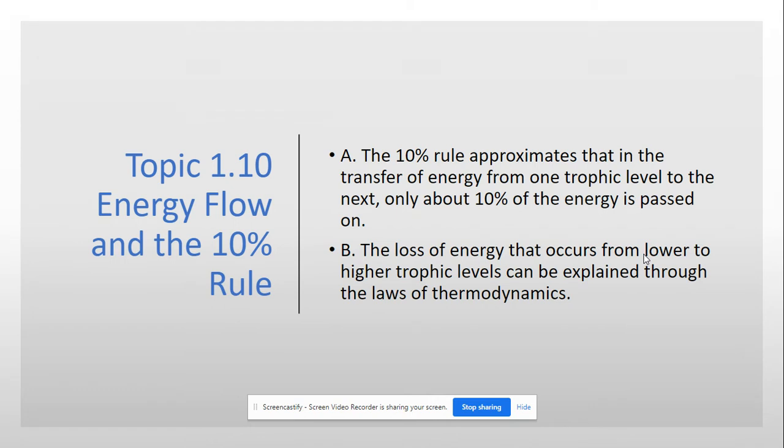Now, the reason why that is because of the rule of 10%. When we say the rule of 10%, just know that that is simply an approximation. So that's what we approximate how much energy actually does get transferred between trophic levels. It's not always going to be 10%. It can actually vary between 5 and 20 or so, depending upon how efficient the energy transfer may be. And so we tend to see that loss of energy from our lower to higher trophic levels through our specific laws of thermodynamics. We're going to talk about those.